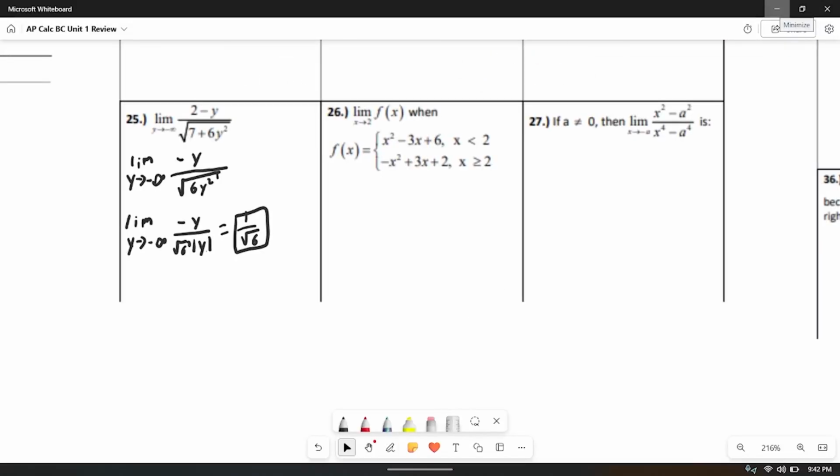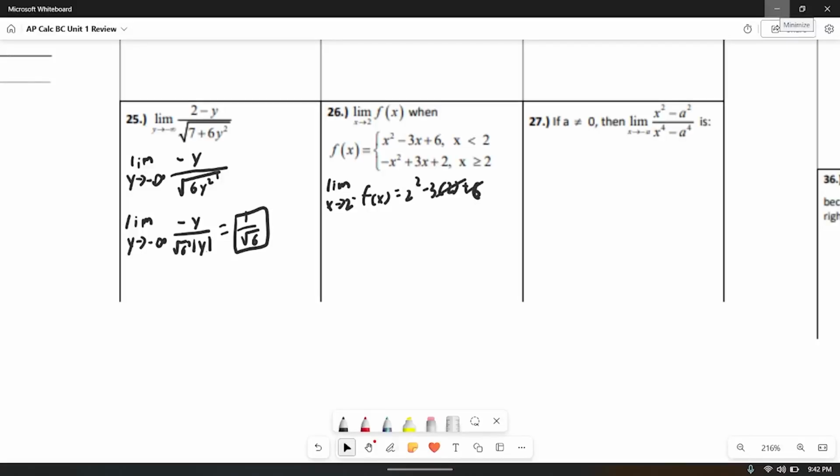Alright? Let's move on. So for this one, we just have to check that the limit from the left equals the limit from the right, and then we can plug in our values. If they're equal, that's going to be our answer. So let's check the limit from the left of f of x. We get 2 squared minus 3 times 2 plus 6.